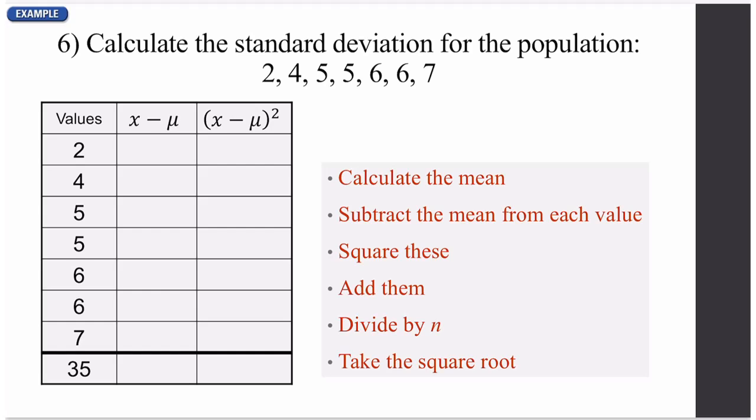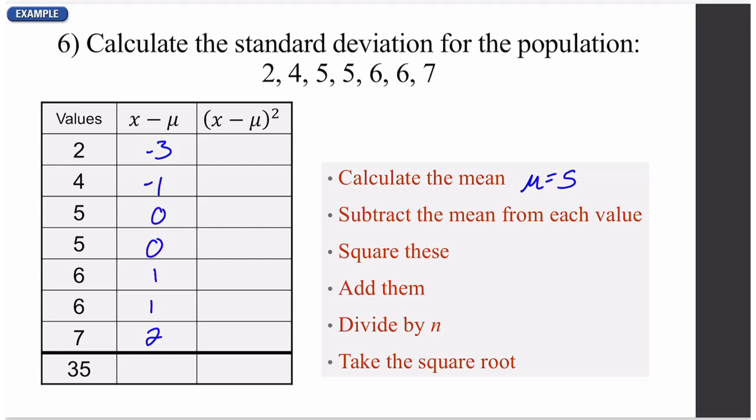What I have here is a set of data. We're going to call this the population, so we use that population formula. I put them here in this table. I add them all up. The sum is 35. We need to first calculate the mean, and I'm just going to tell you that the mean is 5. We're going to take each individual value and subtract the mean from it. So we're going to do 2 minus 5, so that's negative 3. 4 minus 5 is negative 1.